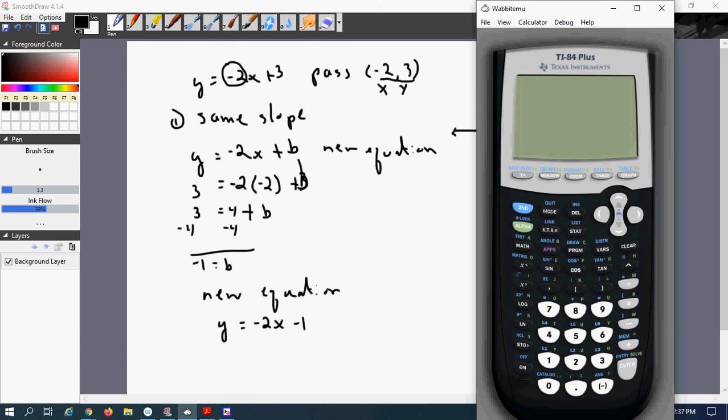So let's go to y equals. Clear anything that's there. Let's put in the original equation, which is negative 2x plus 3. Now let's put in my new one, which is negative 2x minus 1. And now let's do zoom 6 to see that it does work. And it does. So we can see both these lines are parallel lines. They're not intersecting each other at all. And so that clearly shows it.